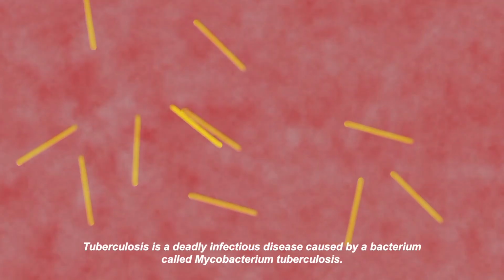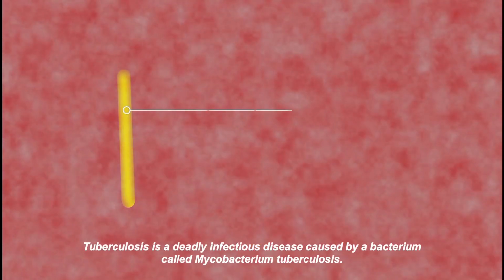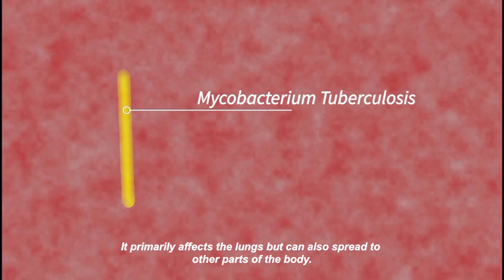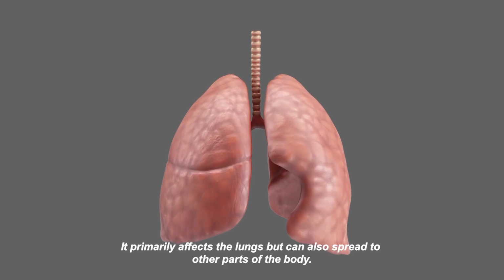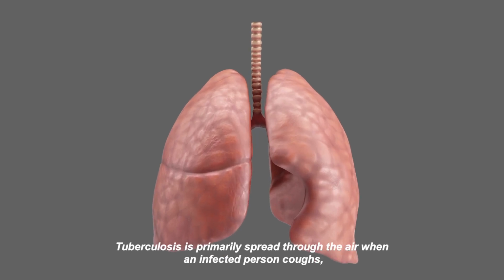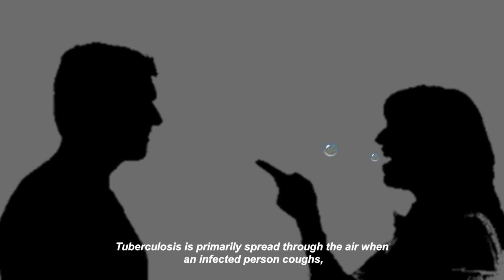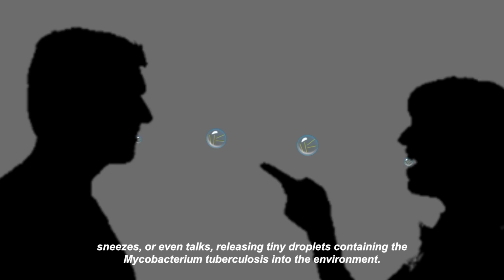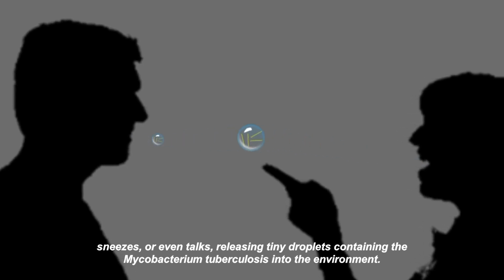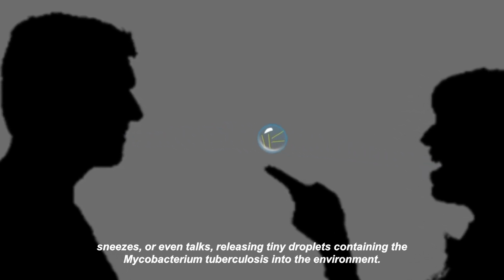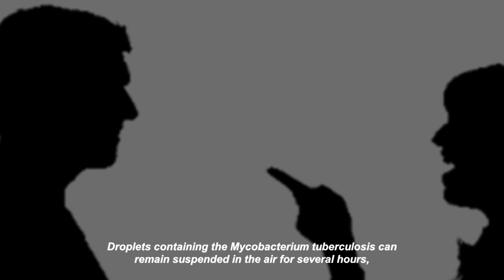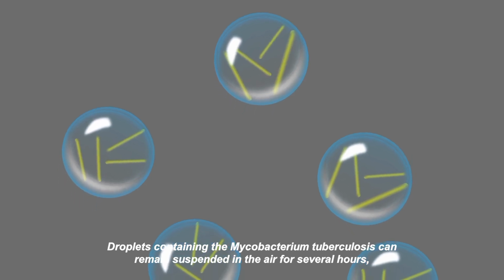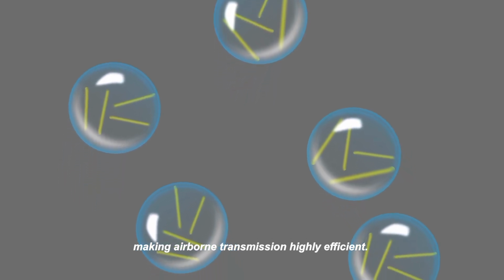Tuberculosis is a deadly infectious disease caused by a bacterium called Mycobacterium tuberculosis. It primarily affects the lungs but can also spread to other parts of the body. Tuberculosis is primarily spread through the air when an infected person coughs, sneezes, or even talks, releasing tiny droplets containing the Mycobacterium tuberculosis into the environment. Droplets containing the Mycobacterium tuberculosis can remain suspended in the air for several hours, making airborne transmission highly efficient.